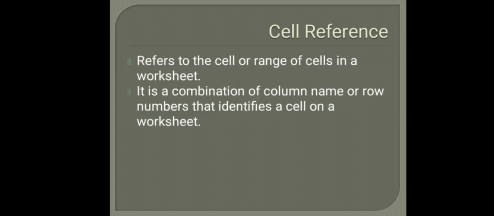Now the next one is cell reference. A cell reference refers to a cell or range of cells in a worksheet. It is a combination of column letter and row number that identifies a cell on a worksheet. It can be used in a formula so that Excel can find the value or data that we want the formula to calculate, like A1, A1 to A10. Based on different use cases, there are three basic types of cell reference. First is relative cell reference, second is absolute cell reference, and third is mixed cell reference.